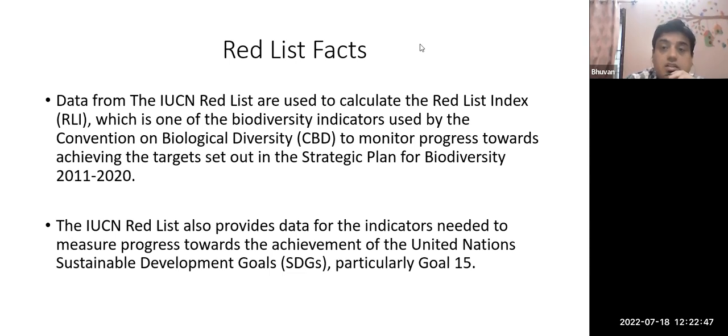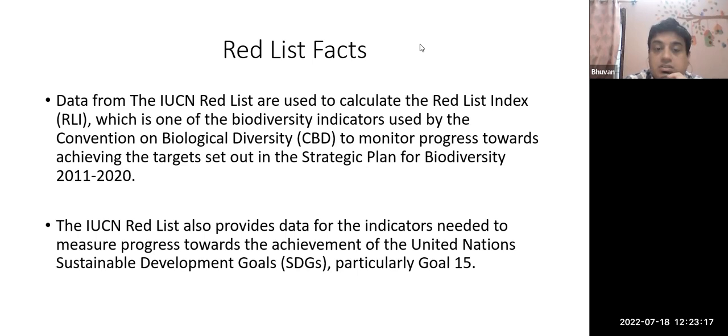Then, the data from the IUCN Red List are used to calculate the Red List Index, which is also termed the RLI, and is one of the biodiversity indicators used by the Convention on Biological Diversity, CBD. So the Convention on Biological Diversity basically depends upon the Red List Index to monitor the progress towards achieving the strategic plan for biodiversity between 2011 and 2020.